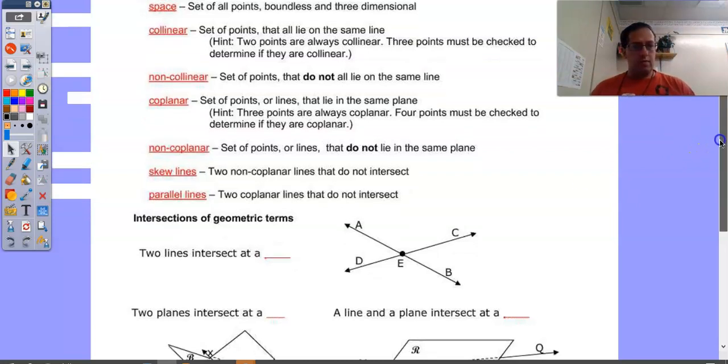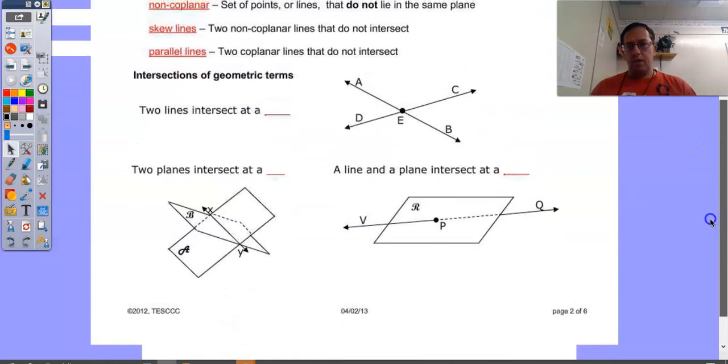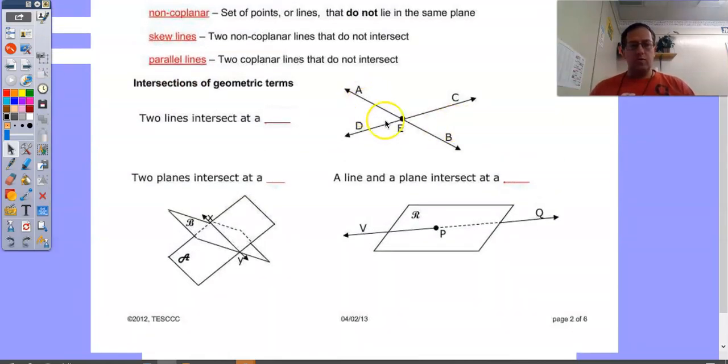Where did my mouse go? There we go. Let's scroll this down. Intersections. We have 2 lines here. 2 lines will always intersect at a, right there, that is a point. What about 2 planes? If you have 2 pieces of paper, they intersect right here at a line. All right, think about that.